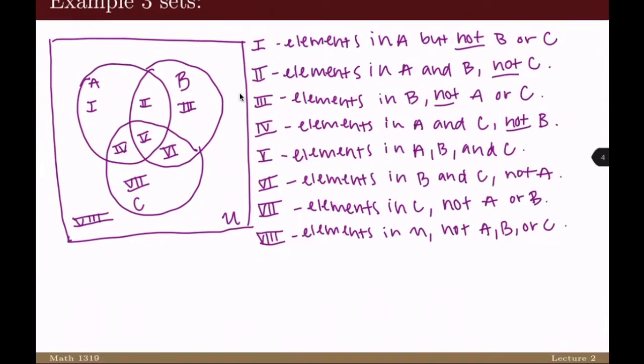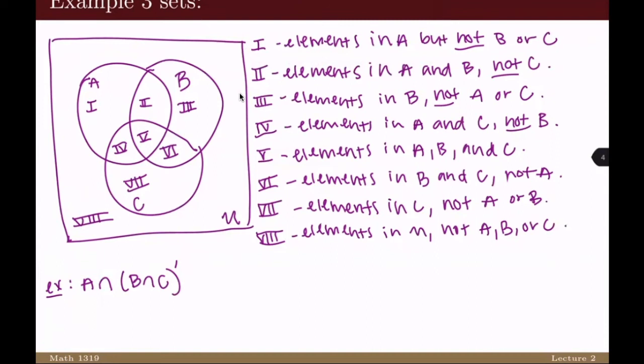Can we use this to find something slightly complicated? For example, let's try to find A intersected with B intersect C complement. First, let's find B intersect C complement.